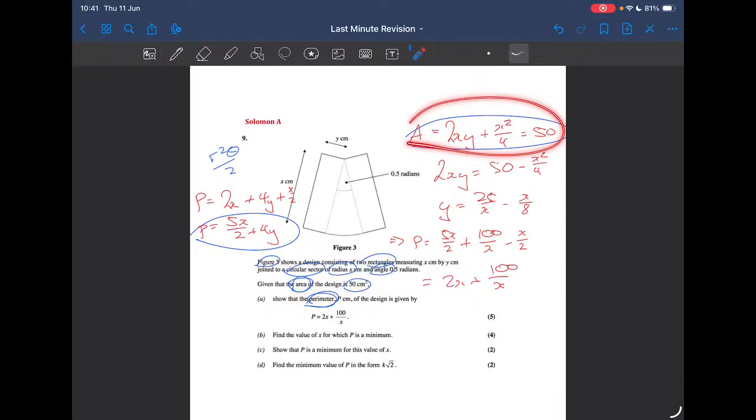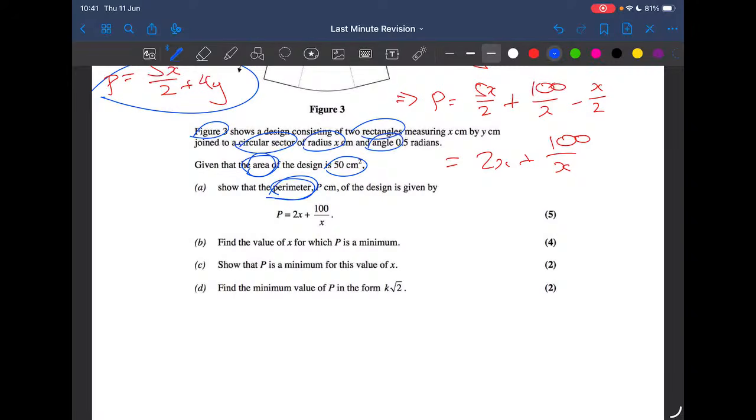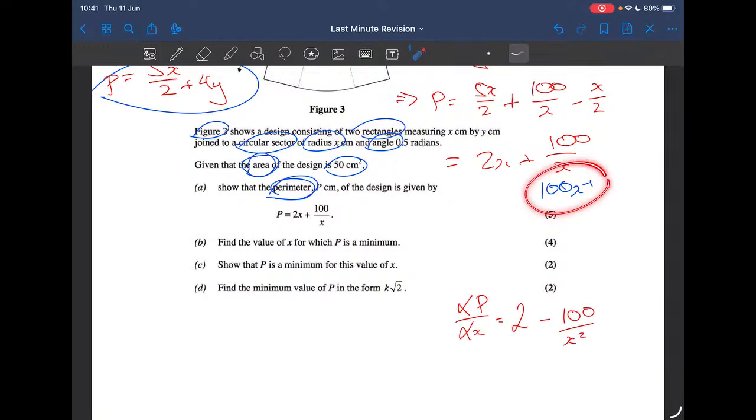So you always have one thing here, use that to get a relationship between your x and y, rearrange that, replace one of the variables to sub it into the other thing you're thinking of. Find when it's a minimum, so we'll differentiate it. I'm going to rewrite that as 100 x to the minus 1. So dP/dx will be 2, take away 100 on x squared. So times them by the negative 1, dropping that power from minus 1 to minus 2.